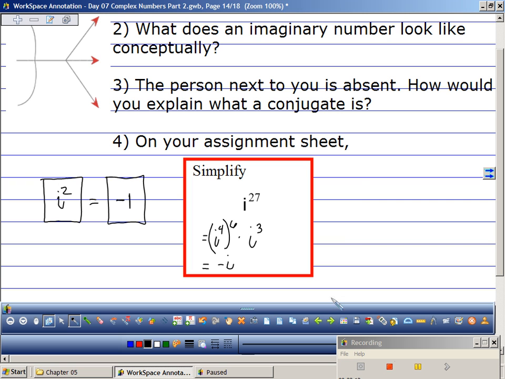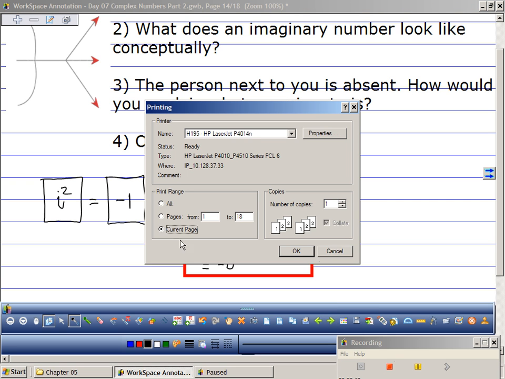All right, let me print that for you. All right, let's do some homework.